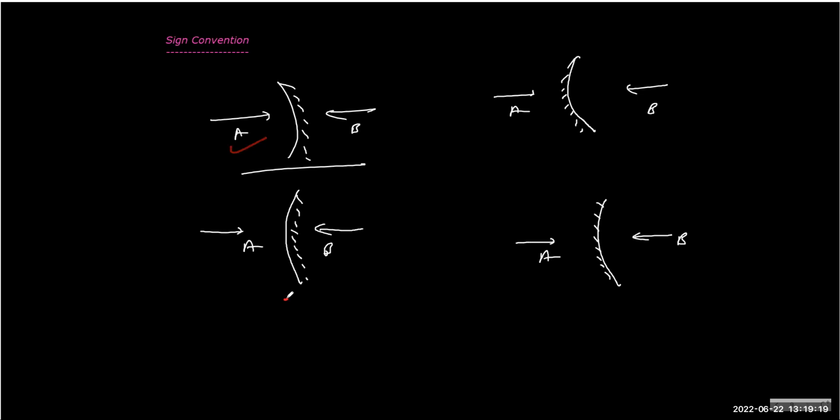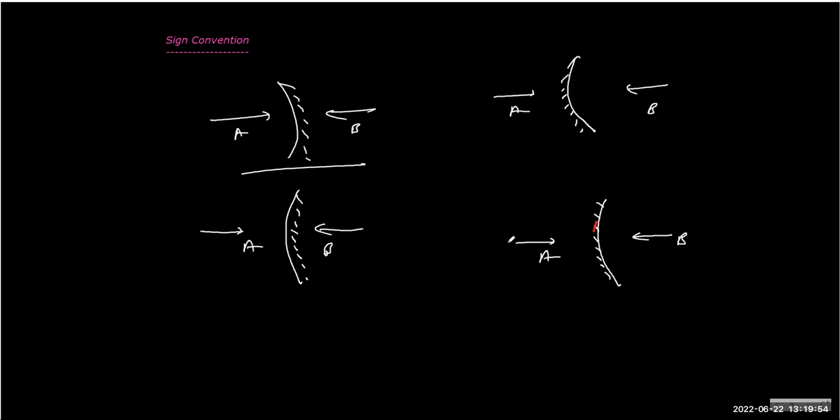For the second case, from which direction can the light ray come? Of course, A. In the rest two cases, third case B, and fourth case A.